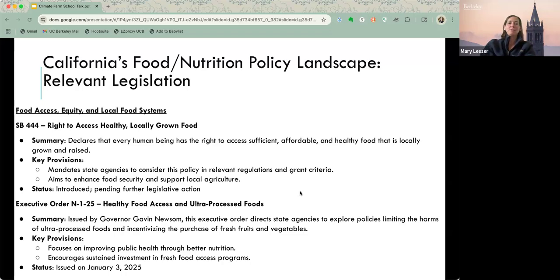A couple on food access, equity, and local food systems. This SB 444, I think, literally came out yesterday. I was updating these slides and saw that this one was brand new. I wanted to include it in here since it does fit right in with building our equitable and sustainable food systems.